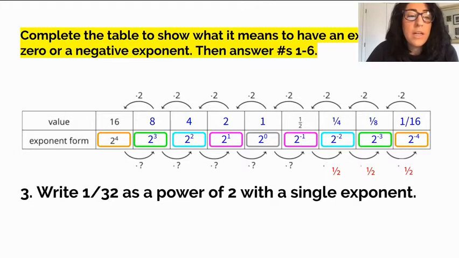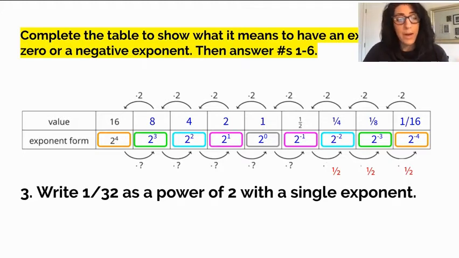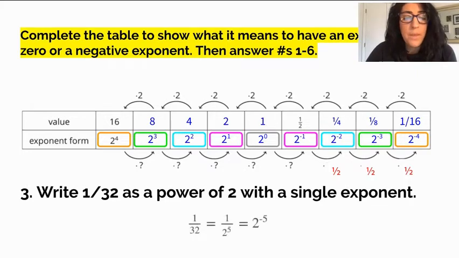In problem 3, it asks us to write 1 over 32 as a power of 2, right? So we're using that base of 2, we're using powers of 2 instead of powers of 10 with a single exponent. It would look like this. 1 over 32 is the same as saying 1 over 2 to the 5th, so multiplying a half together 5 times. And then we know that relationship between those positive and negative exponents. So with that single exponent, we would write it as 2 to the negative 5th.